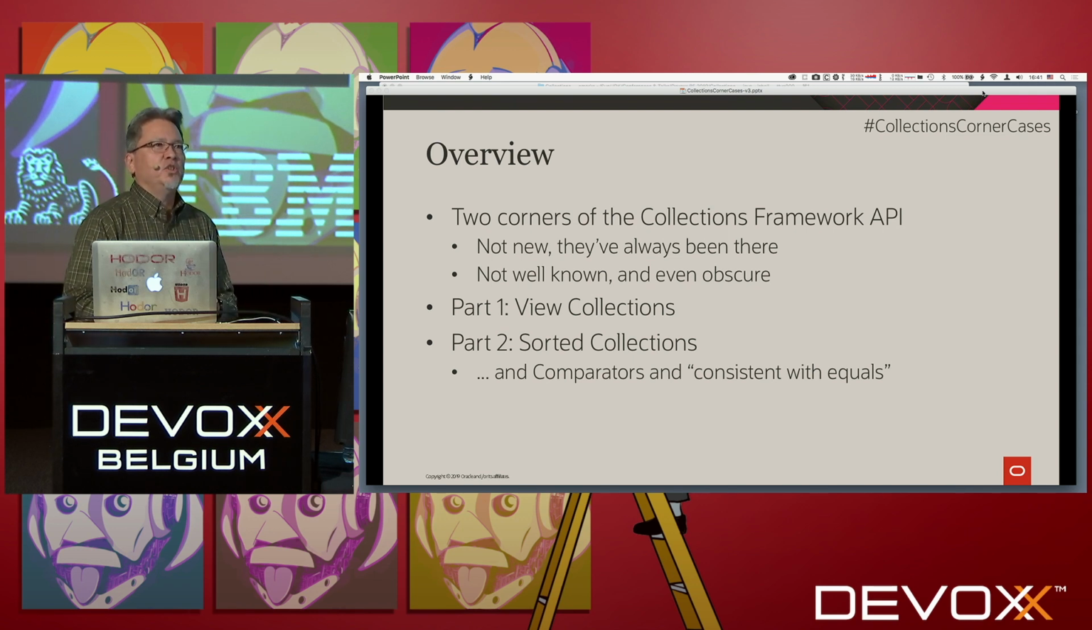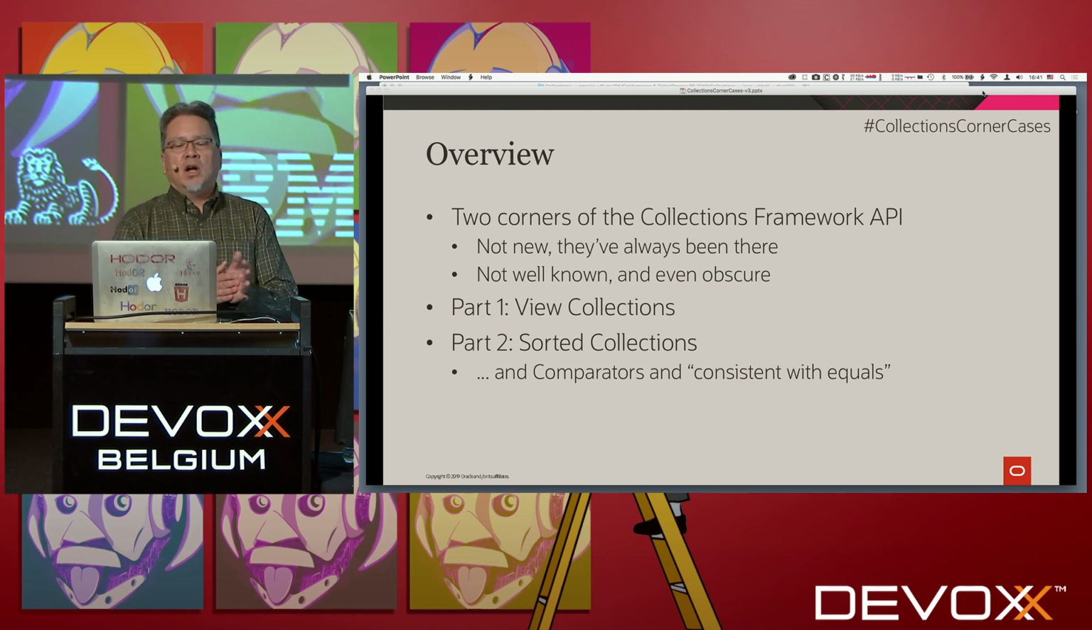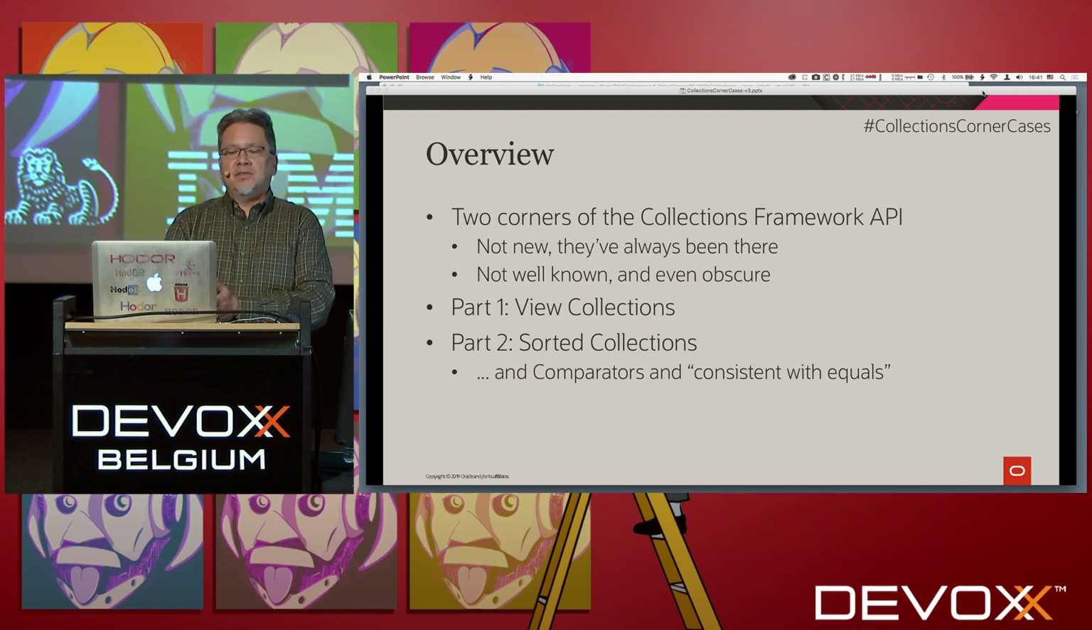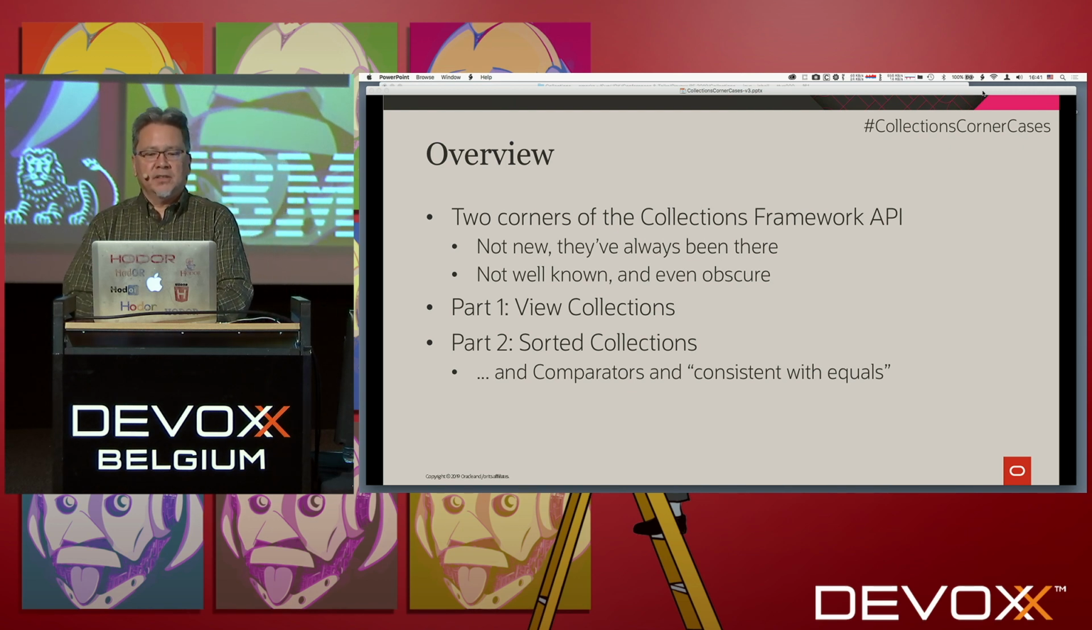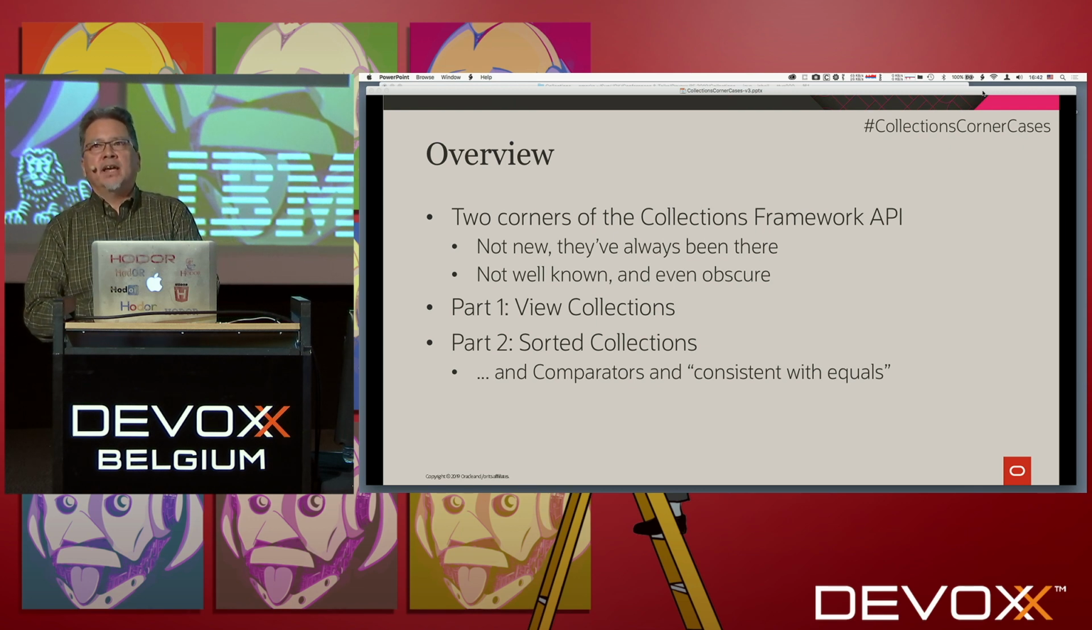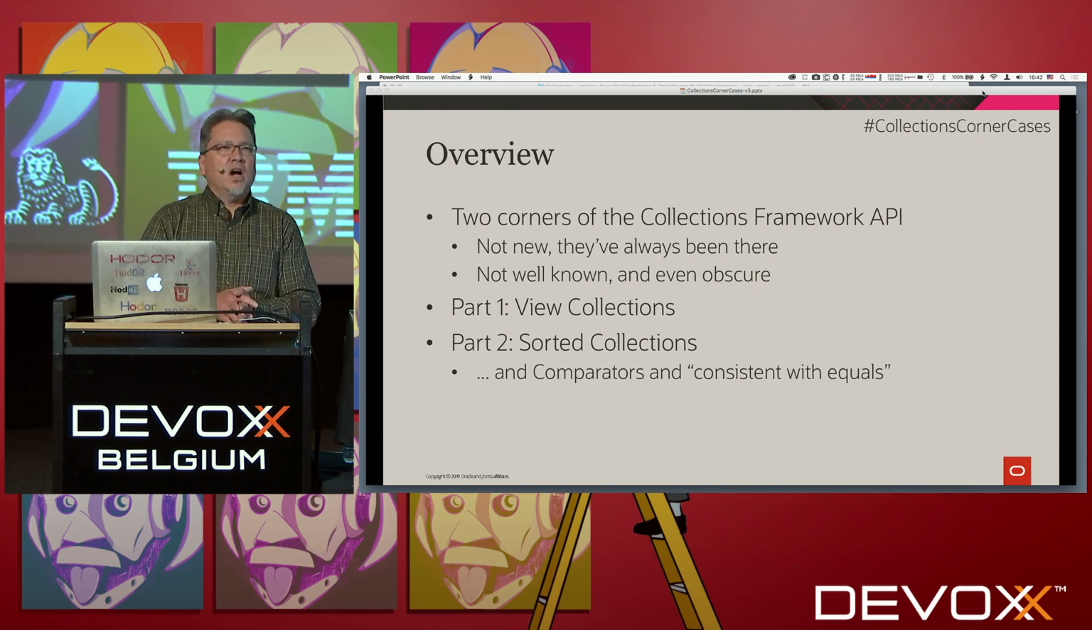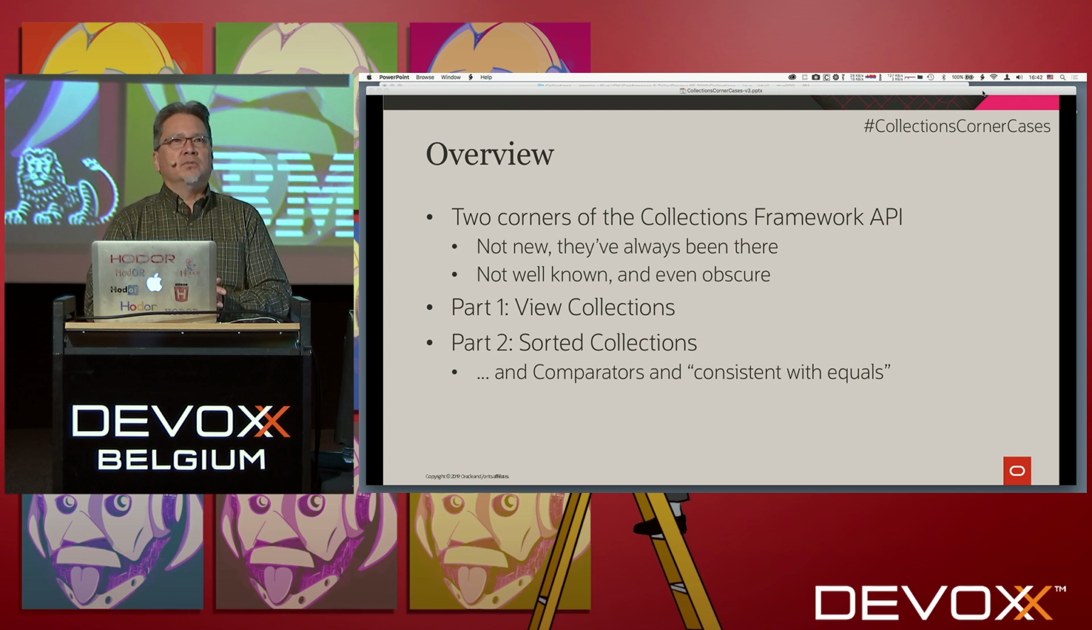This talk is divided into two parts. One is what I will call view collections, and the second part is sorted collections. And you may have heard that with sorted collections, there is this notion of a comparator or comparison method and a concept of consistent with equals, which is an extremely confusing concept that is backed up by an exceptionally poor specification text. So I will be covering that in detail later on in the second part of this talk.